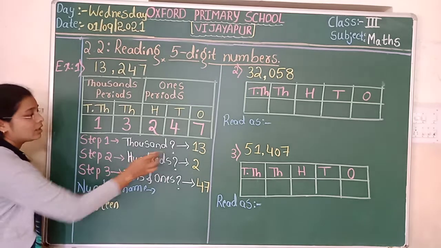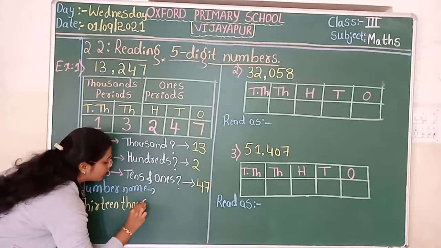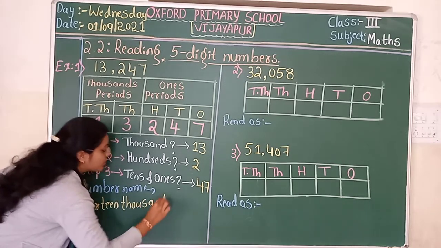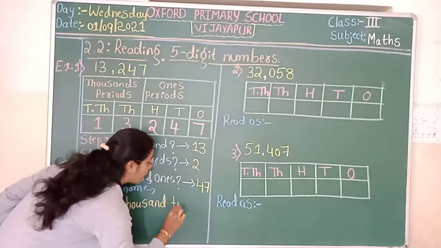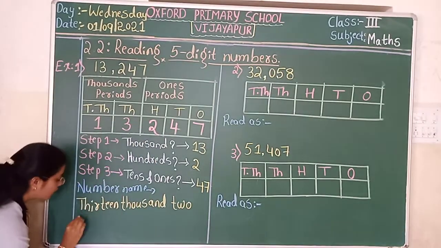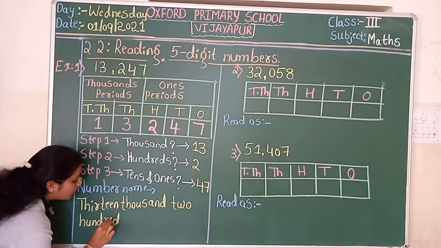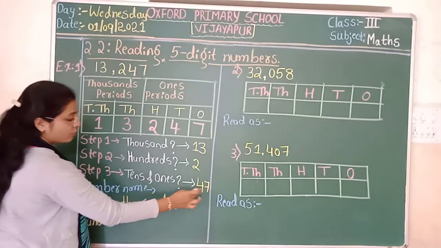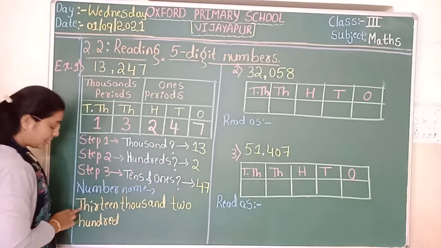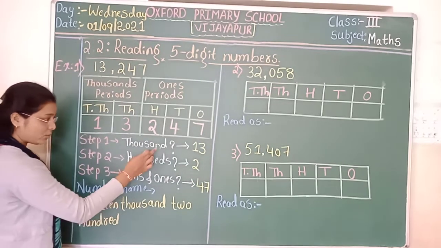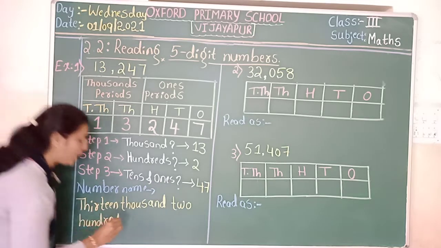Thirteen. 13 thousands we are having. 13,000. And how many hundreds we are having? 200. 247. First what we did? We wrote capital letter T, 13,247. Directly we have to write the answer.